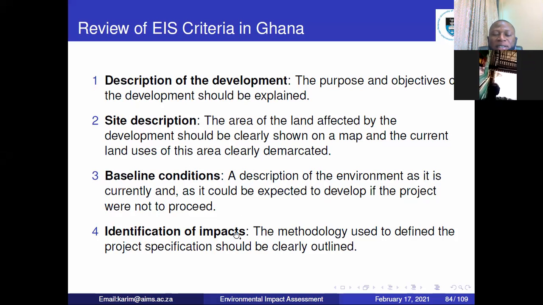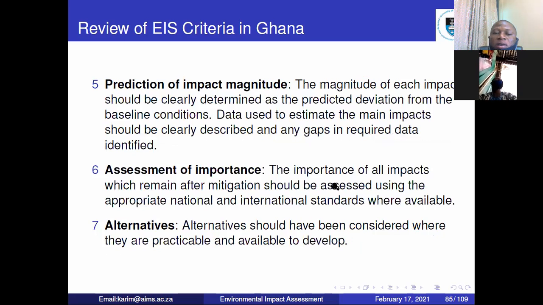Then what are the impacts? They will look at the impacts that you have identified. What methods did you use to identify the impacts? So the method that you use needs to be clearly outlined. Prediction of the impact and magnitude. So now the magnitude of each impact should be clearly determined. And that should be predicted as deviation from baseline condition.